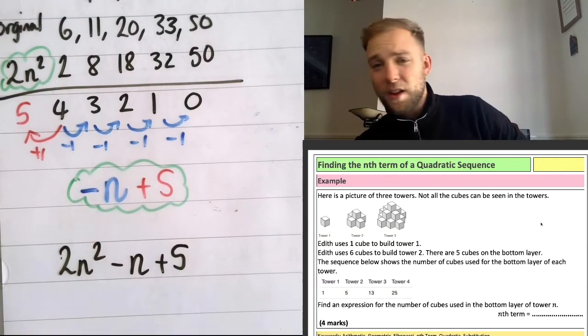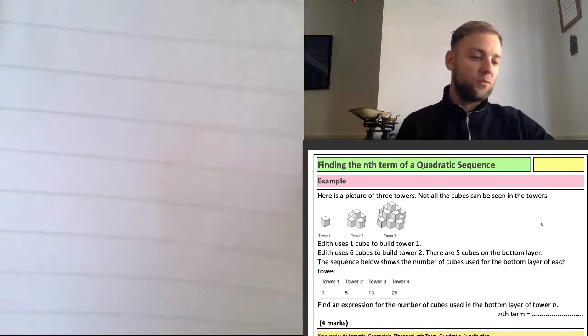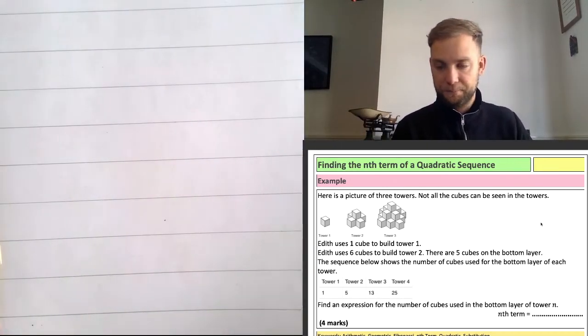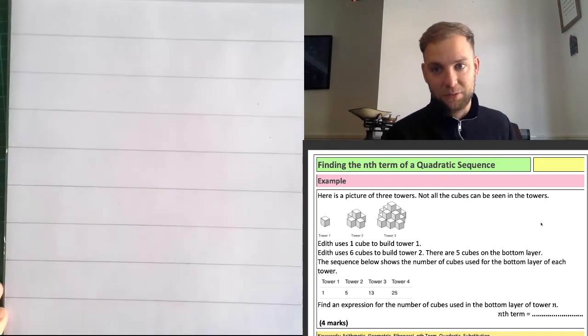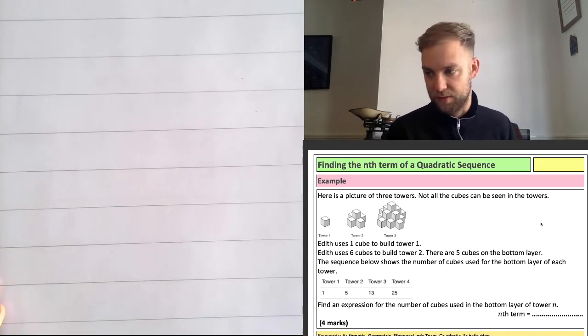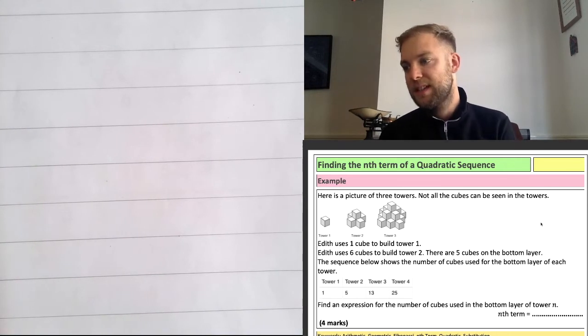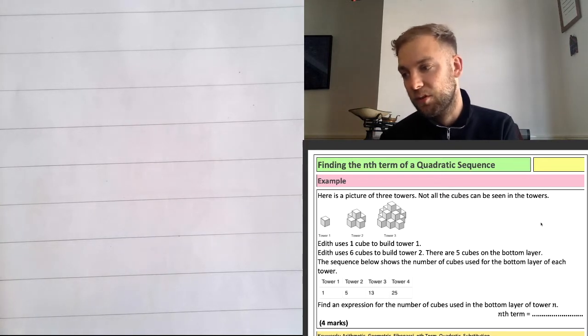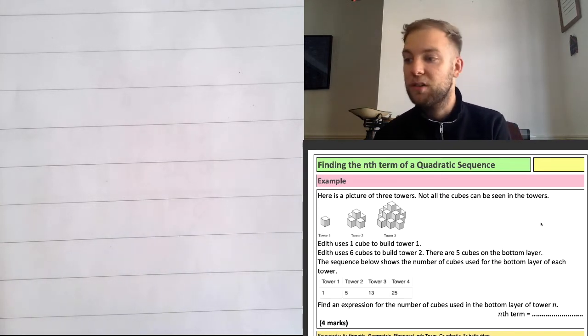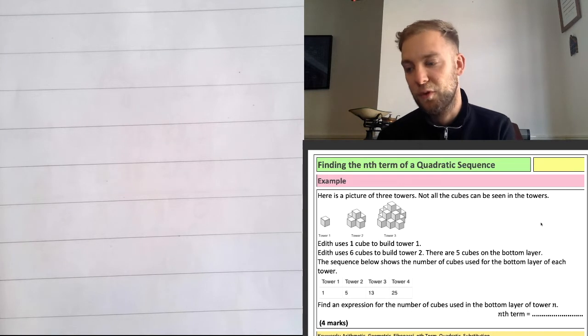Now, this is only very slightly different. There's not really that much difference here. The only thing that's different is they're doing it in terms of a pattern. Now, we've seen this if you've watched the nth term video towards the end. So it says here we've got 3 towers, and it's actually giving you the size of the towers. So tower 1 is 1, tower 2 is 5, tower 3 is 13, tower 4 is 25.